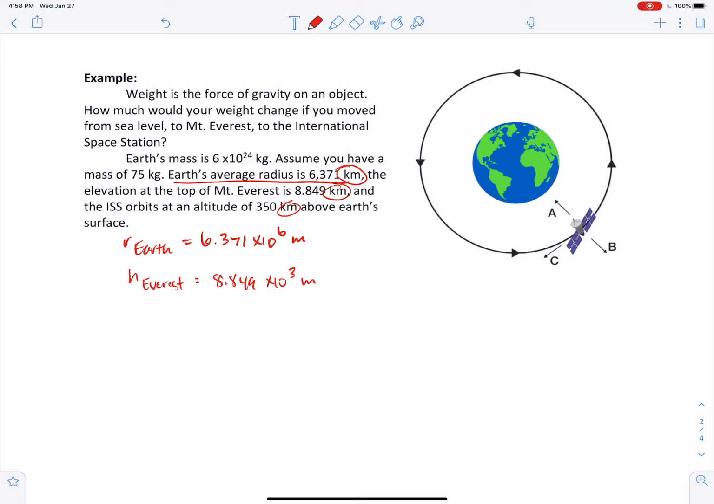Finally, let's write out the height above the Earth's surface of the International Space Station. So that would be 3.5 times 10 to the 5th meters. Now that I have this key information in meters, and I'll have my masses in kilograms, now my units will work out so that when I'm using that gravitational constant of 6.67 times 10 to the minus 11, units will cancel and I'll end up getting newtons for my force.